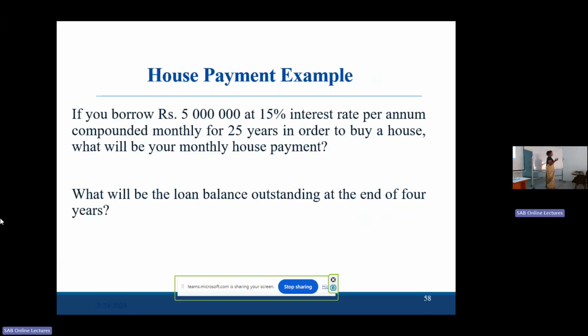So what is the loan outstanding balance? The value at this point of the installments that remain to be paid. That is the loan outstanding balance. With the loan amortization schedule also, I will show you the outstanding balance calculated. Now you have to pay 252 installments.